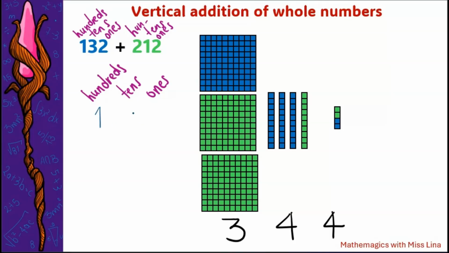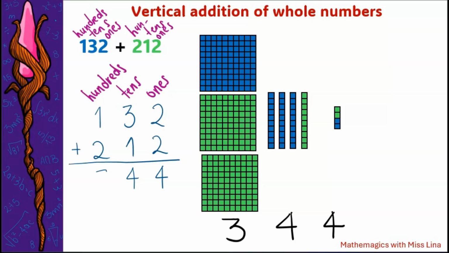We write 132 and 212, making sure that the digits are in the correct position. And then we do the addition. This way, we make sure that we are adding elements with the same size: 2 ones with 2 ones, 3 tens with 1 ten, and 100 with 200. We always start from the right, okay? 2 plus 2 is 4, 3 plus 1 is 4, and 1 plus 2 is 3. So this one is pretty straightforward, pretty easy.